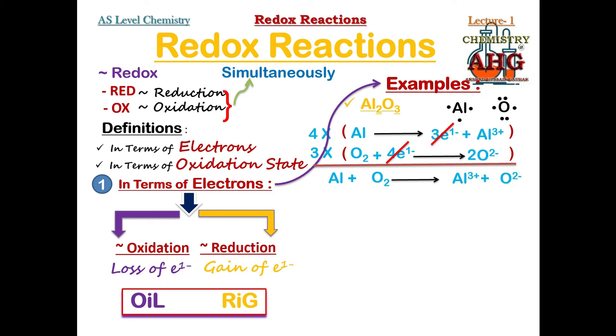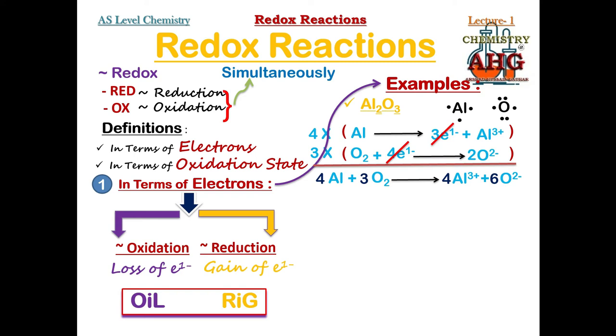Now just multiply the number with each of these particles. The aluminum atom will be multiplied by 4, and oxygen will be multiplied by 3. The aluminum ion will be multiplied by 4, while the oxide ion will be multiplied by 3, but there were 2 moles of oxide, so 3 twos are 6.